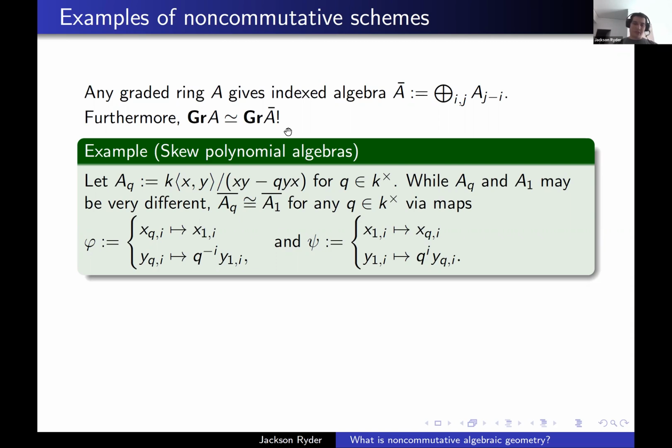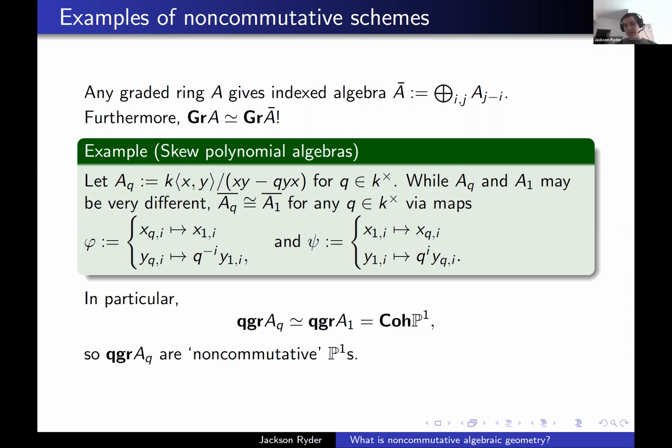same modules. So if we look at the quotient category, so essentially the non-commutative coherent sheaves on proj of AQ, well, because these graded modules are equivalent, these quotients are also going to be equivalent. And A1, just the commutative polynomial ring, gives you the coherent sheaves on the projective line. So when we're looking at these skew polynomial algebras, we can think of them as being sort of non-commutative projective lines. Okay.